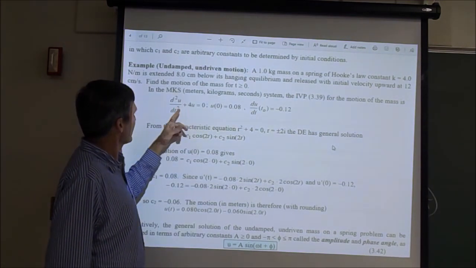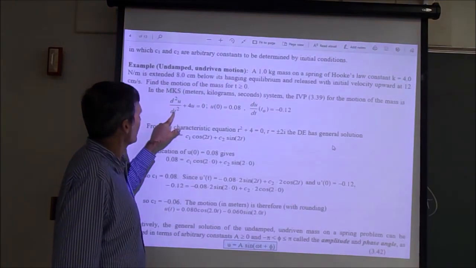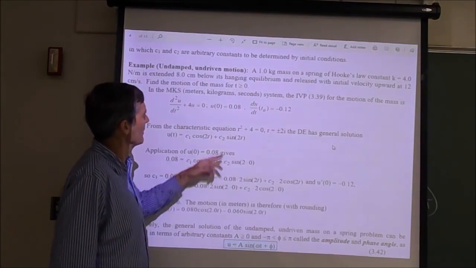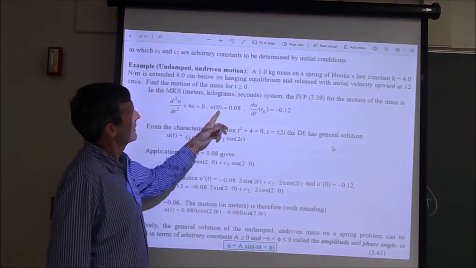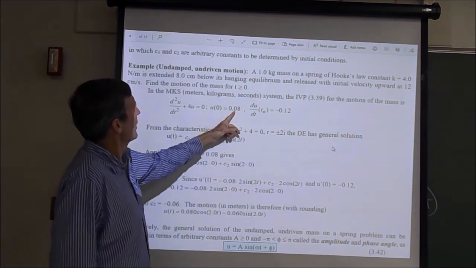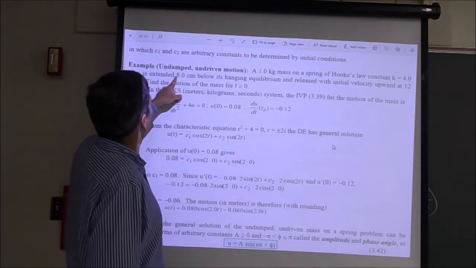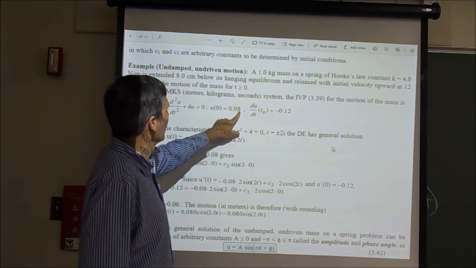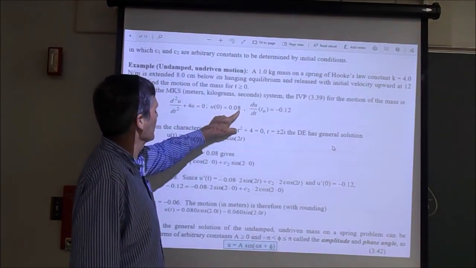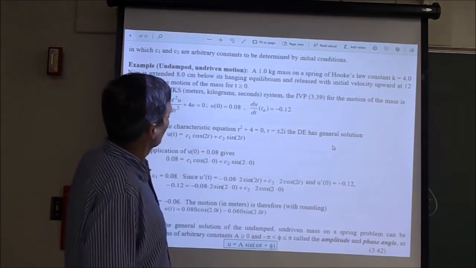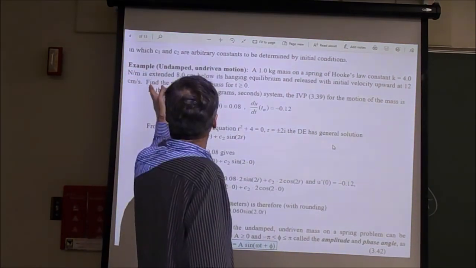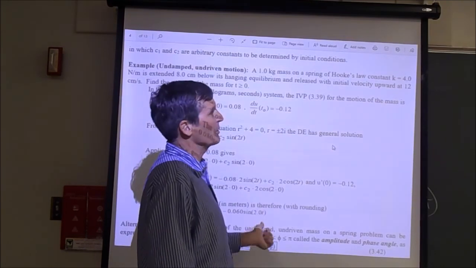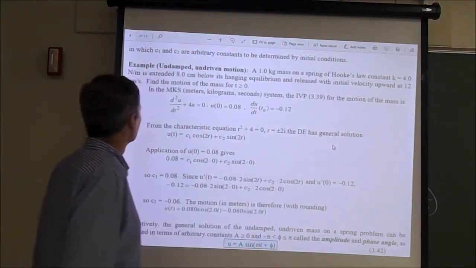Well, it's got this differential equation: 1 times d squared u dt squared, because the mass is 1, plus k, which is 4, times u equals 0. And u of 0 equals 0.08. This is because I extended it 8 centimeters, but I'm doing this in meters. So 8 centimeters is 0.08 meters. And then the initial velocity is 12 centimeters per second, so it's 0.12, and negative since I pushed it upwards against the direction of u.